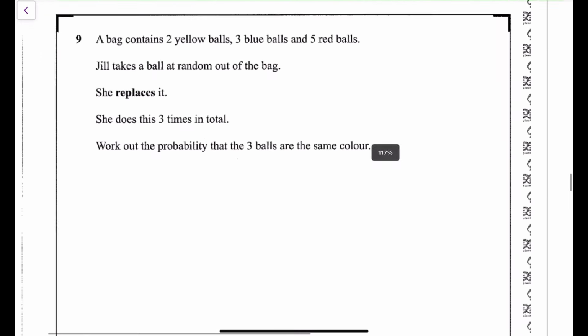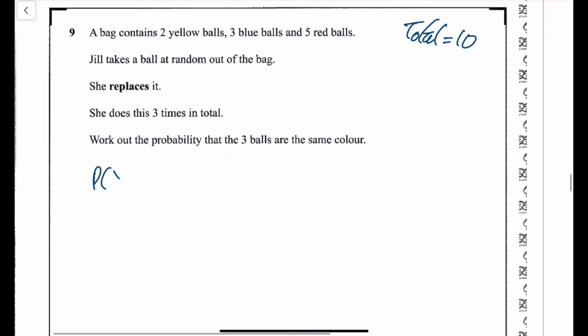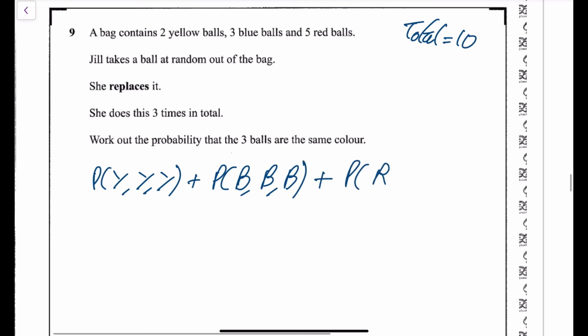Question 9 says a bag contains 2 yellow, 3 blue and 5 red, so that's a total of 10. Jill takes a ball at random out of the bag. She replaces it. She does this 3 times in total. Work out the probability the 3 balls are the same colour. The only way Jill can get the same colour is if she gets yellow, yellow, yellow, or blue, blue, blue, or red, red, and red.